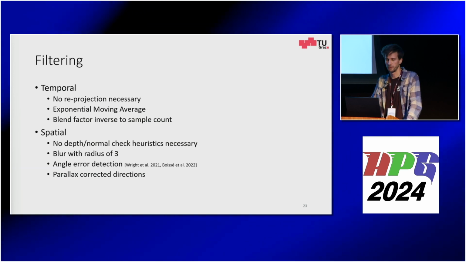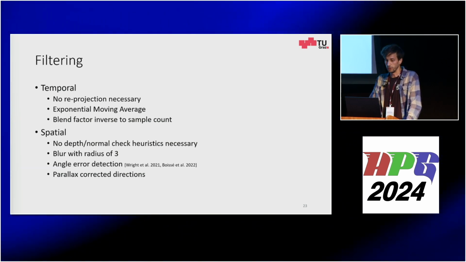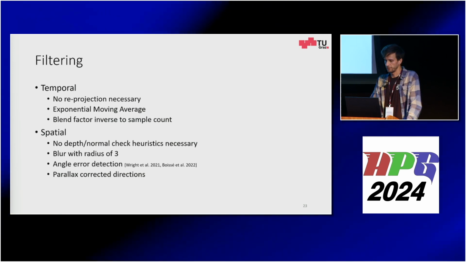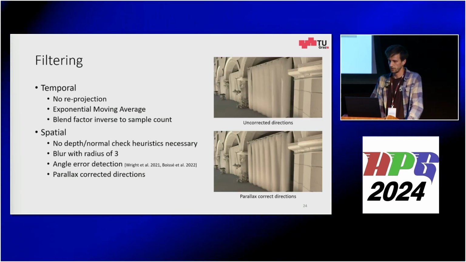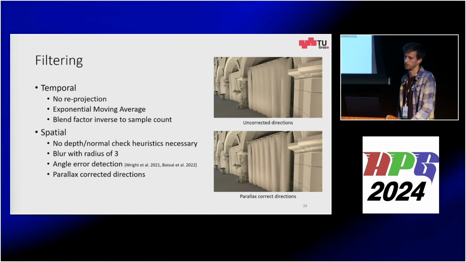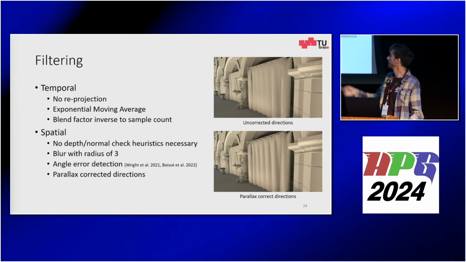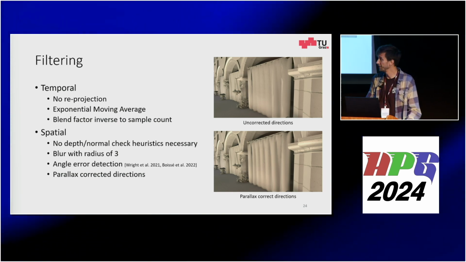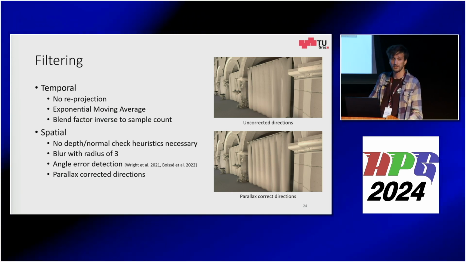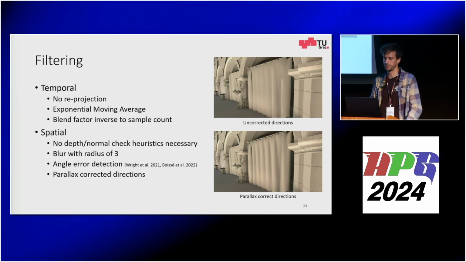We use a single angle area detection as Wright and Boise. We also use parallax corrected directions when we fetch radiance from the neighboring texels. These corrected directions preserve important lighting features. As you can see here in the curtain, in the wrinkles, without the correction it looks more flat, while with corrections you get this nice looking shading in there.